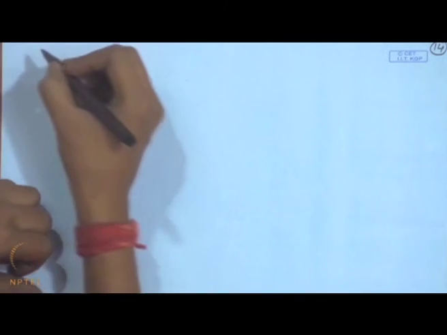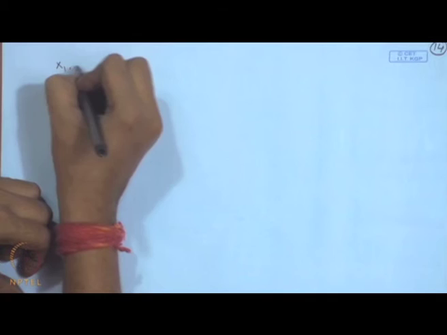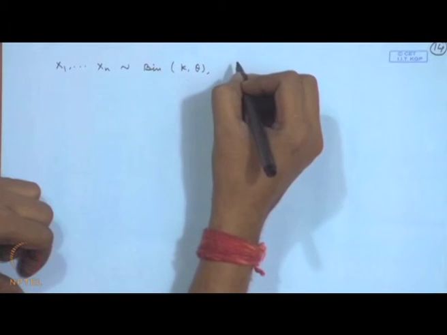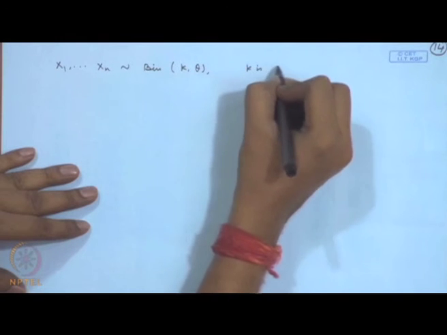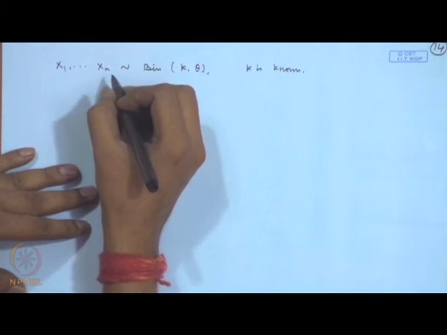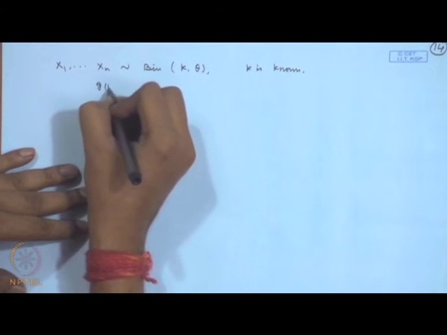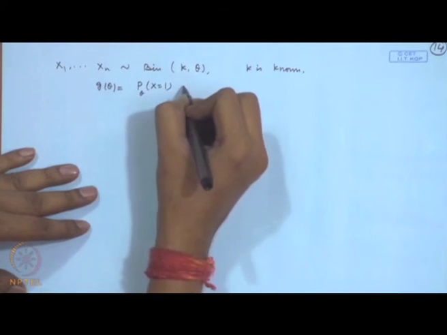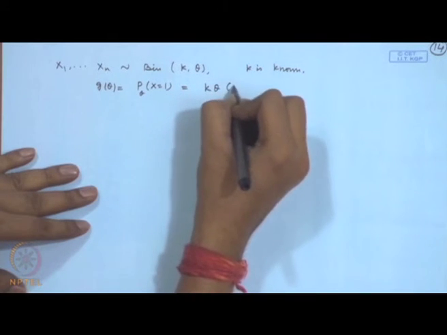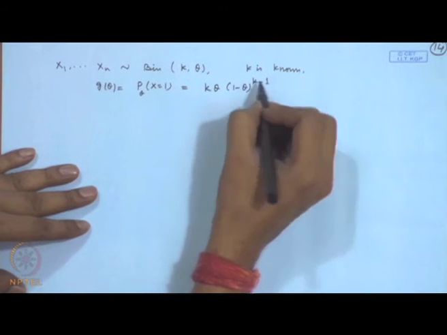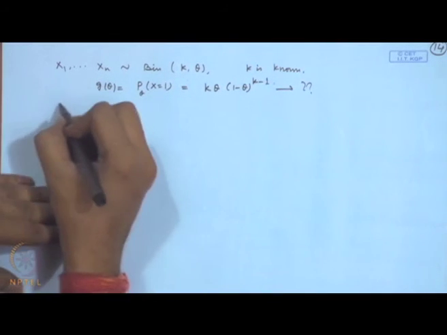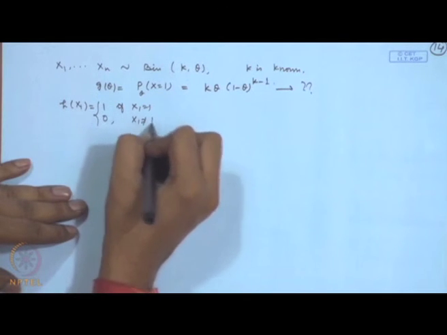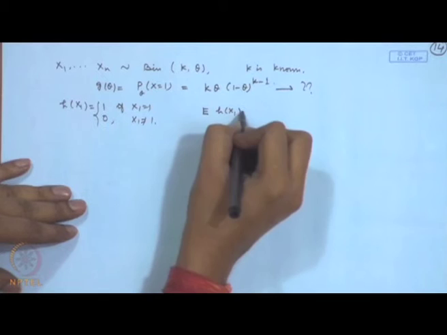Let me give one more application. Let us consider a random sample from a binomial distribution with parameters k and theta, where k is known. Let us define a function g(theta) is equal to probability of 1, that is k theta into 1 minus theta to the power k minus 1. We want the unbiased estimator of this. Let us define a function h(x1) is equal to 1 if x1 is equal to 1, and it is 0 if x1 is not equal to 1. Then expectation of h(x1) is equal to g(theta).